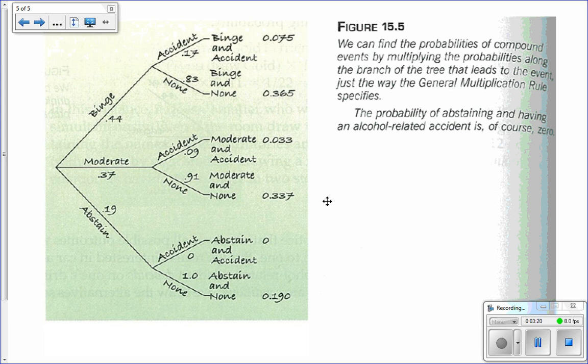And that really wraps up a lot of our discussions about probabilities and how to find them.